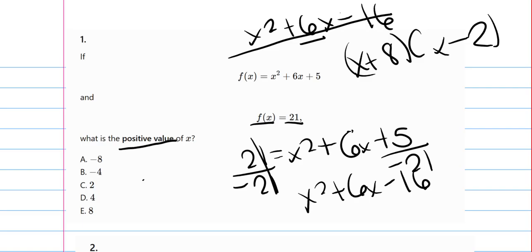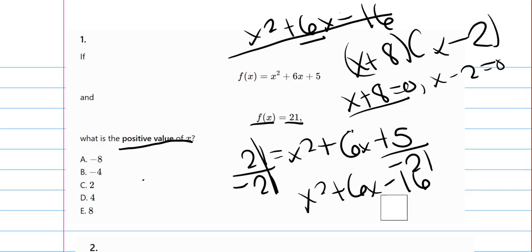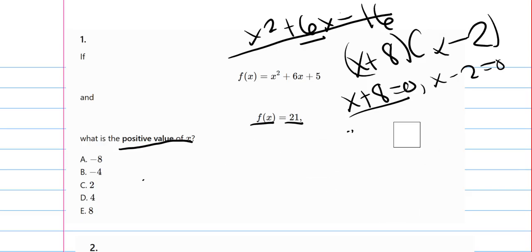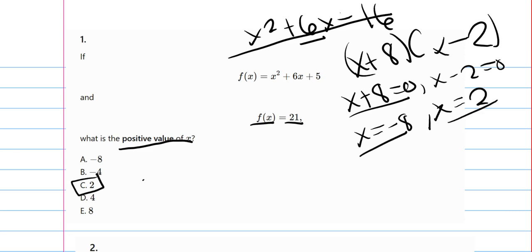Now, since we're asked what is the positive value of x, we're going to change the sign of these two binomials. And let me erase some of the old work. Then what we get is x is equal to negative 8 and x is equal to 2. So that's how you get the answer. The answer is C.